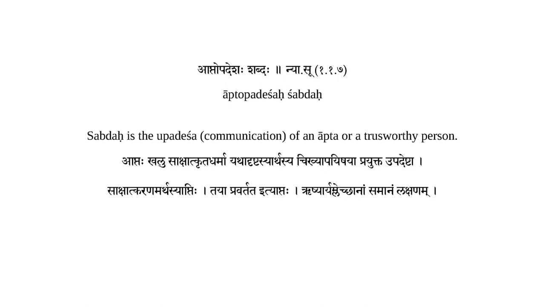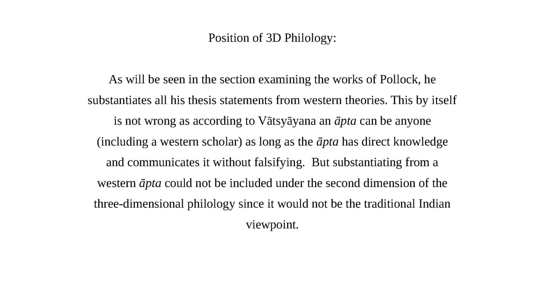And it's very interesting that Vatsyayana here includes Rishi, Arya, and Mlechchha. So essentially anybody who has direct knowledge of an artha and who doesn't falsify it would be considered an apta. So it's a very wide definition that has been given by Vatsyayana. And as will be seen in the section examining the works of Pollock, he substantiates all his statements from Western theories. This by itself is not wrong, as according to Vatsyayana an apta can be anyone, including a Western scholar, as long as an apta has direct knowledge and communicates it without falsifying.